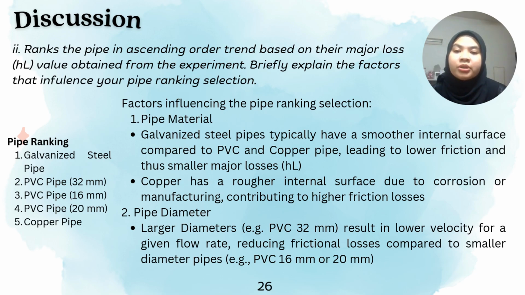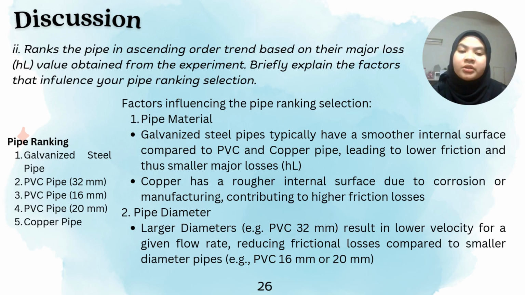The next discussion is to rank the pipes in ascending order based on their major loss value obtained from the experiment, and briefly explain the factors that influence the pipe ranking. So for the pipe rankings, the first one is galvanized steel pipe, second PVC pipe 32mm, third PVC pipe 60mm, fourth PVC pipe 20mm, and the last one is copper pipe.